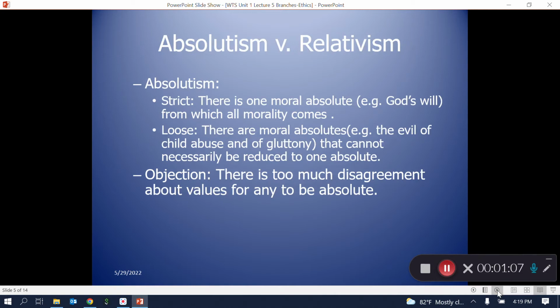Next up, absolutism versus relativism. The absolutist argues that there is one moral absolute, for example, God's will, from which all morality comes, or that there are several moral absolutes, for example, the evil of child abuse and the evil of gluttony, that cannot necessarily be reduced to one absolute, but are nevertheless absolutely wrong in and of themselves. The biggest objection to absolutism is that there's too much disagreement about values for any of them to be absolute.